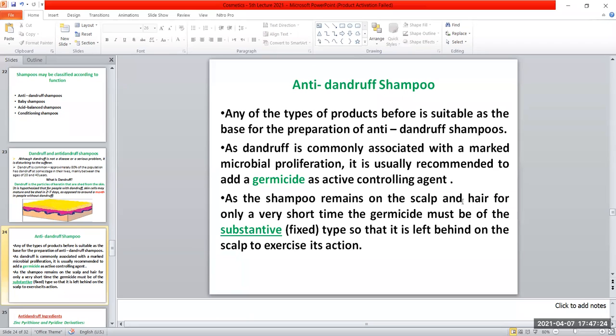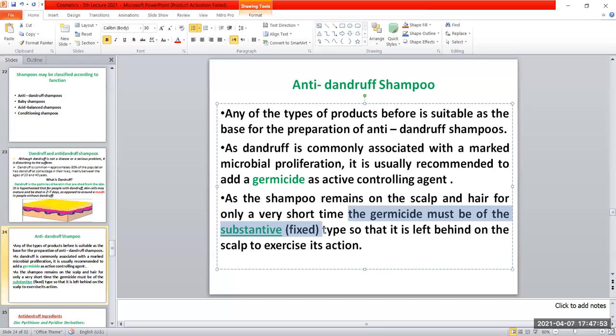As the shampoo remains on the scalp and hair for only a very short time, when we take a shower and put the shampoo on our hair, we just rub the shampoo with the water, and then we rinse it out. Since the shampoo is kept for a very short time on the scalp, the germicide must be substantive, or must have a fixed action.